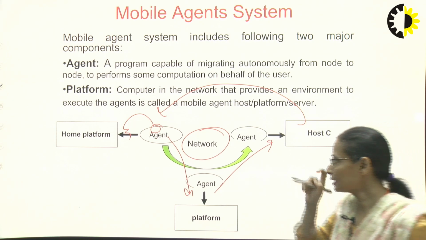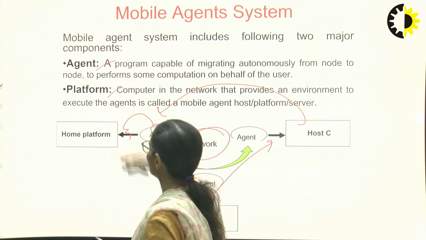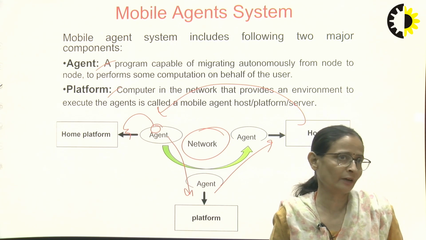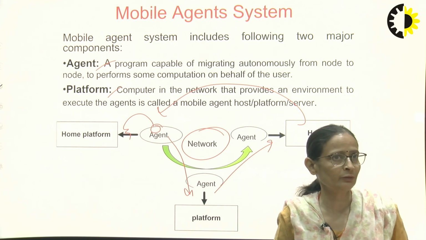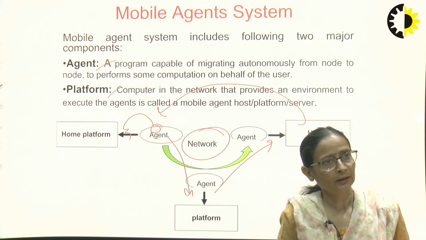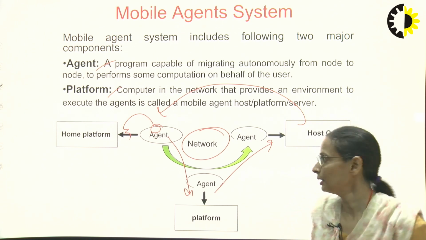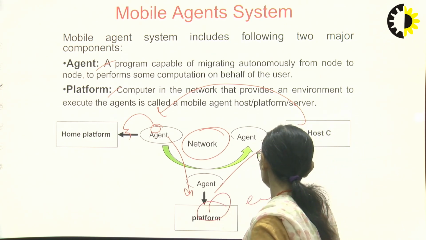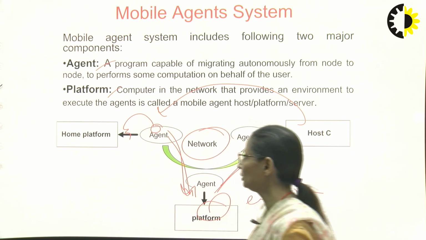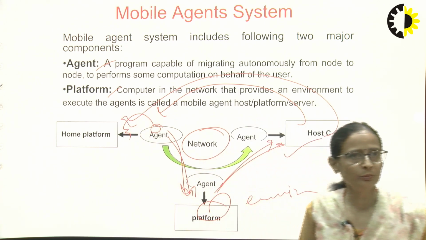So, what is a mobile agent? Basically, it comprises two things: one is the agent and the other is the platform. The agent, as we have seen in the previous slide, is a program capable of migrating autonomously from one node to another. It performs some computation on behalf of the user. The platform is a computer in the network that provides an environment to execute the agent. The agent can navigate from one machine to another, and once it completes its execution, it may return to its home location.